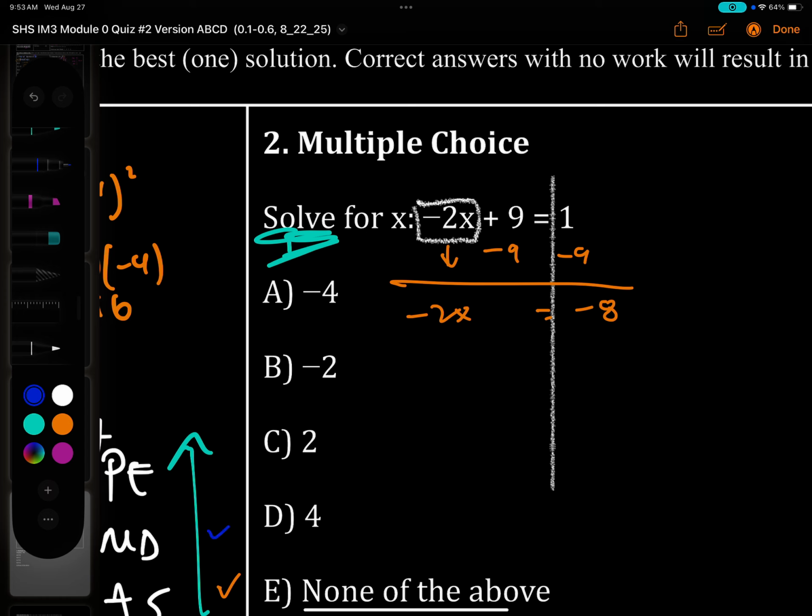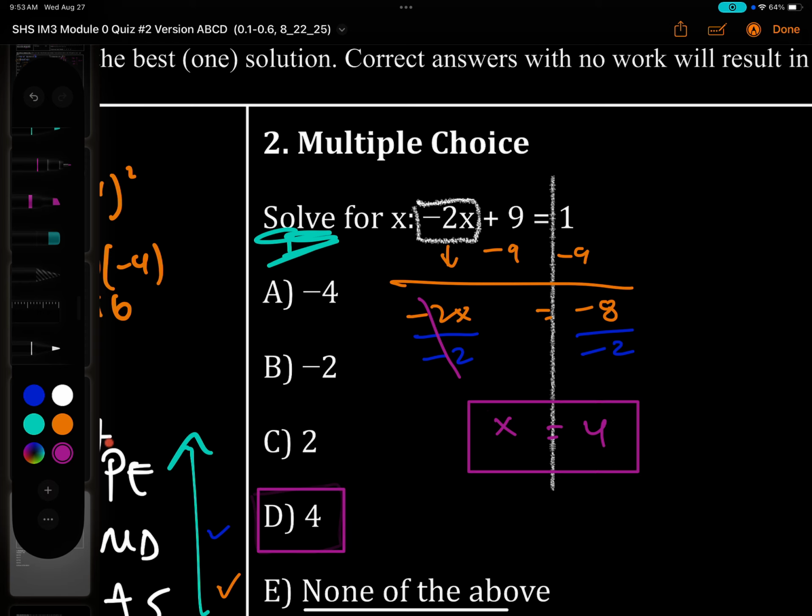Then I'm going to do multiplication and division. So divide by -2 on both sides. -2 divided by -2 is 1. So we have 1x, or just x, and that equals 4. So that would be D as your answer.